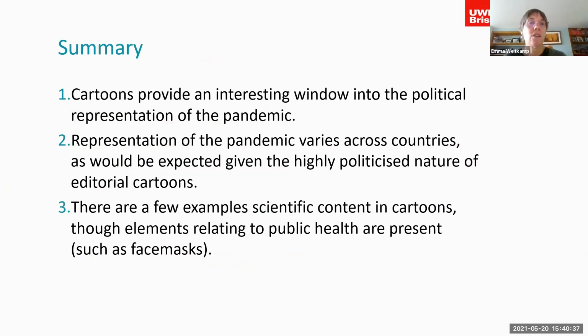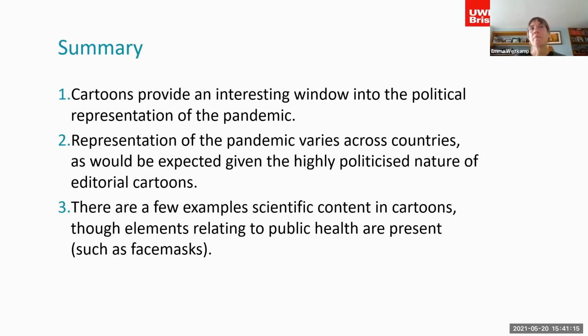So I'll just sum up. I've just got a couple of summary slides here. I think the first thing to say is that we found cartoons to be a really interesting window on political representation of the pandemic in the countries that we looked at. And the difference was really quite interesting between these countries and the way that the cartoonists are presenting the pandemic. That's probably not surprising. It's a politicized field. Editorial cartoons are squarely political in their remit. So that's perhaps not surprising.